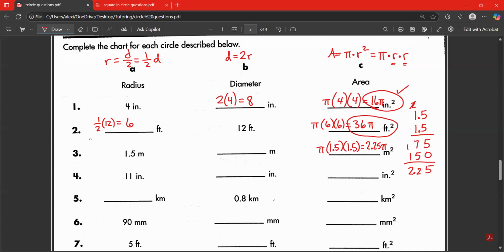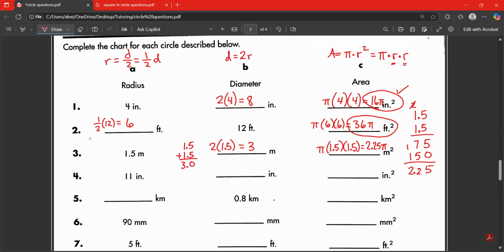Now, let's go ahead and find diameter. If radius is 1.5, then diameter is 2 times 1.5, which is 3. So that's the same as saying 1.5 plus 1.5, or 2 times 1.5. But either way, it's 3.